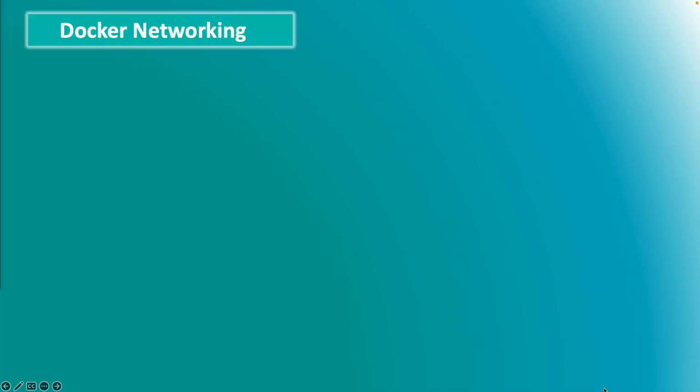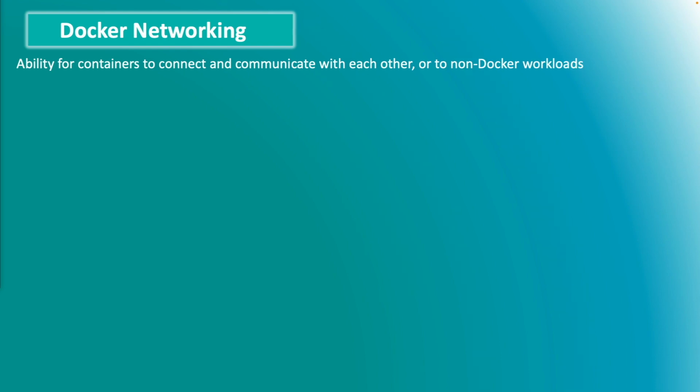Docker networking is a very important Docker aspect, and you will find very limited use cases where you get an opportunity to run Docker containers in isolation. Most of the time, you must establish connections or publish your Docker containers to the outside world. Let's dive deep into the Docker networking domain now. Docker networking refers to the ability of containers to connect and communicate with each other or with non-Docker workloads. It's a virtual network created by Docker for all the containers.